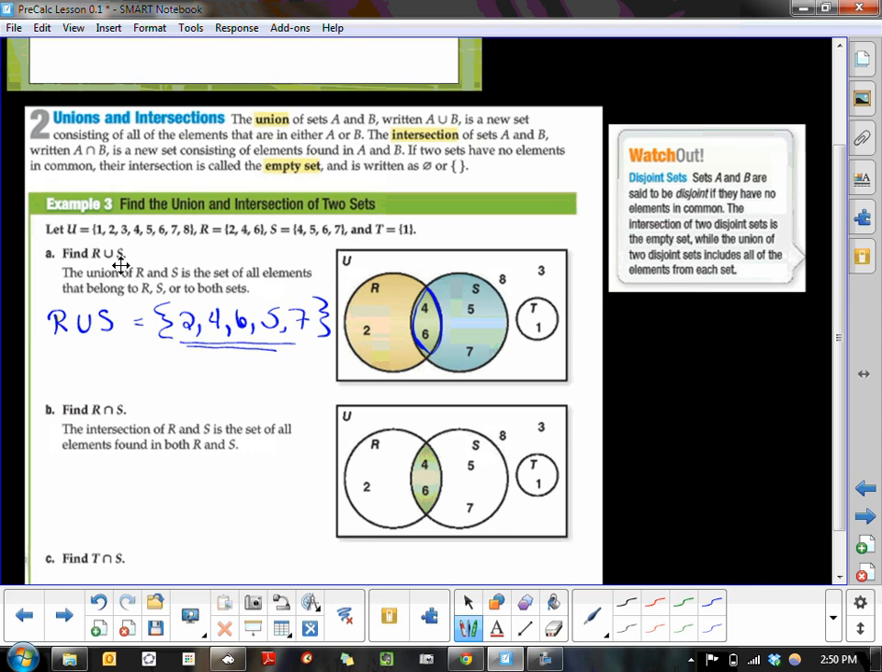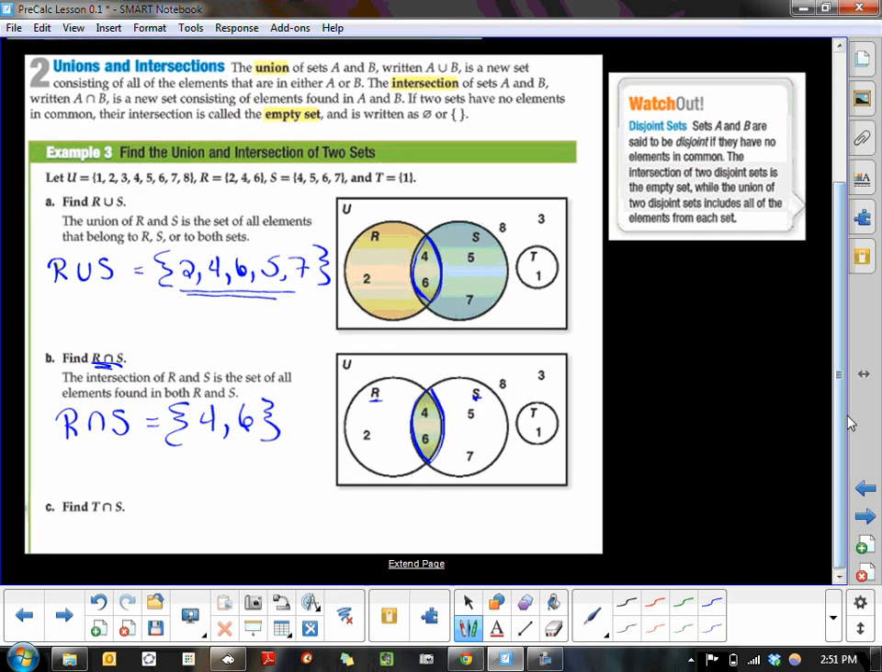On the second one, they want us to find R intersect S. So R intersect S is a new set, so put it inside braces. We only want to find those things that are in common, so that's what this picture here is showing us. What's in both R and S are the two elements 4 and 6. So there's a new set from the combination of R and S.